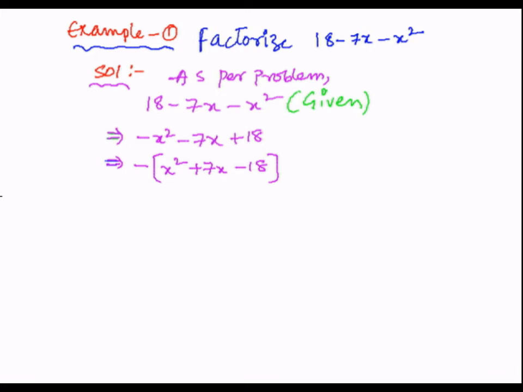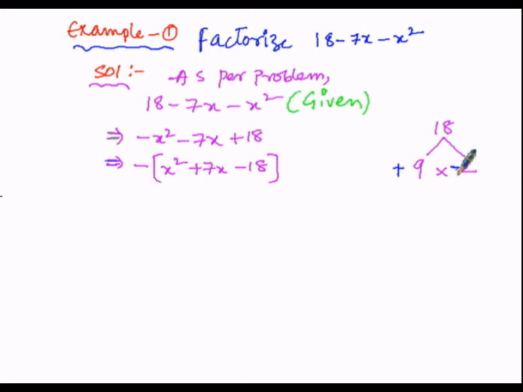So here, 18 can be split as 9 twos. So 9 into 2 is nothing but 18. But we have to write it in such a manner that I must get plus 7x. So in order to get plus 7x, the greater one must be positive and the least one must be negative. Plus of minus is minus.